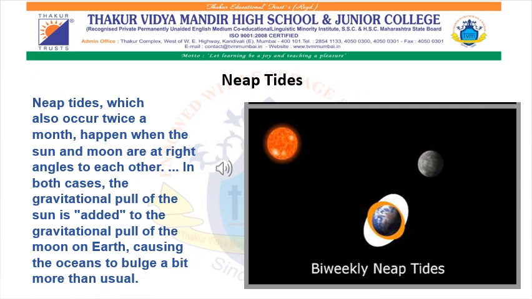What are neap tides? During the moon's quarter phases, the sun and the moon work at right angles, causing the bulges to cancel each other. In both the cases, the gravitational pull of the sun is added to the gravitational pull of the moon on the earth, causing the oceans to bulge a bit more than usual.